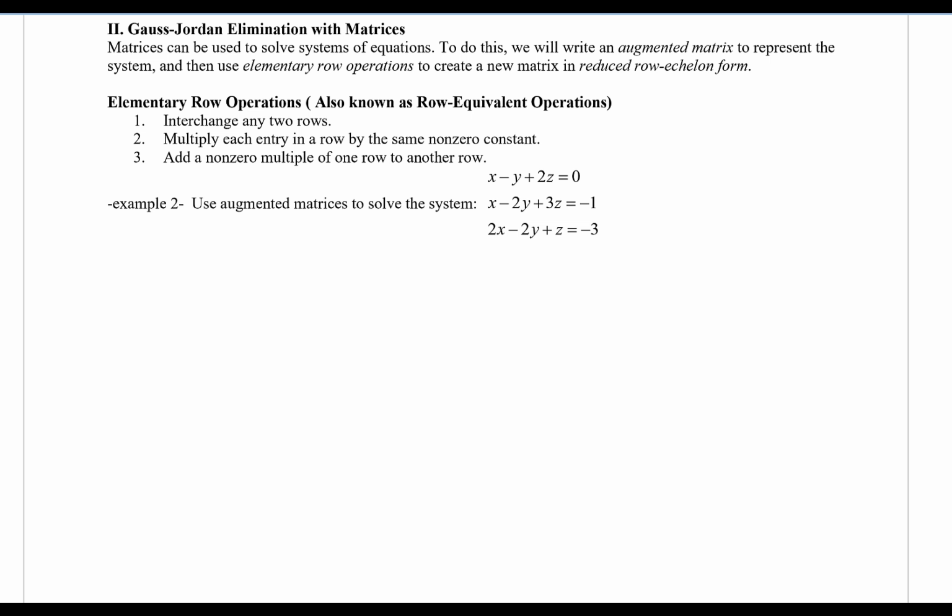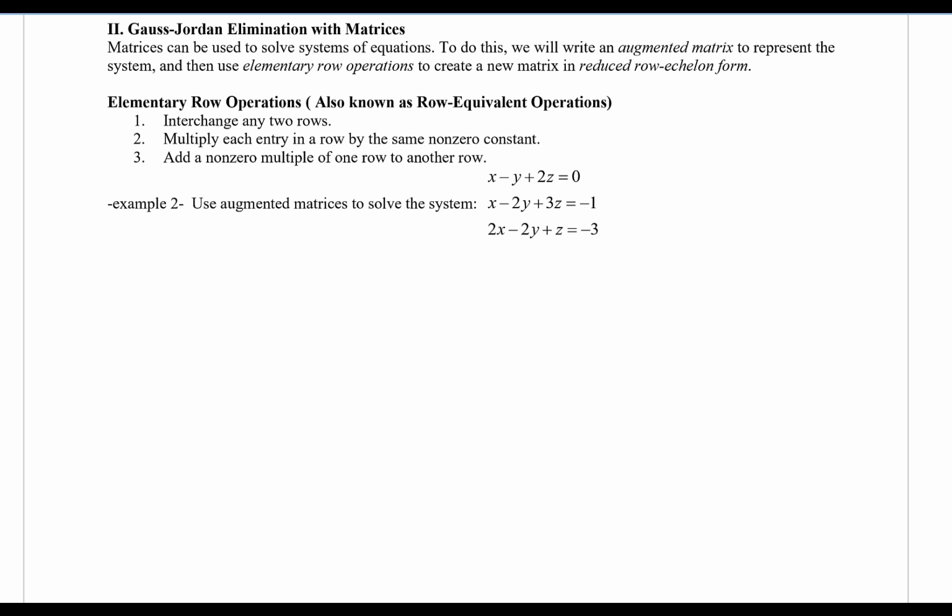Section 2. Gauss-Jordan elimination with matrices. Matrices can be used to solve systems of equations. To do this, we will write an augmented matrix to represent the system, and then use elementary row operations to create a new matrix in reduced row echelon form. Elementary row operations, also known as row equivalent operations: 1. Interchange any 2 rows. 2. Multiply each entry in a row by the same non-zero constant. 3. Add a non-zero multiple of one row to another row.